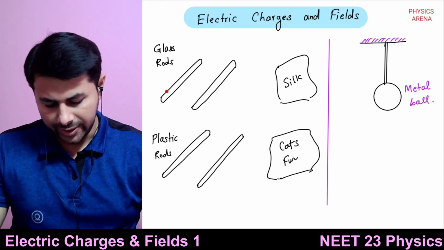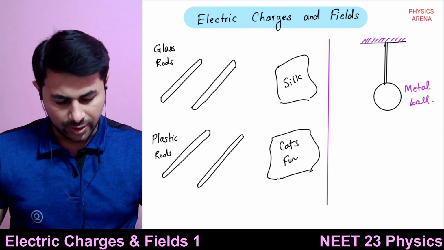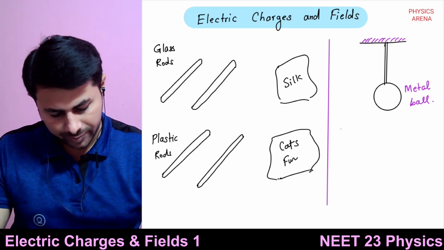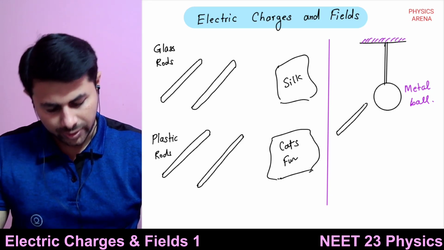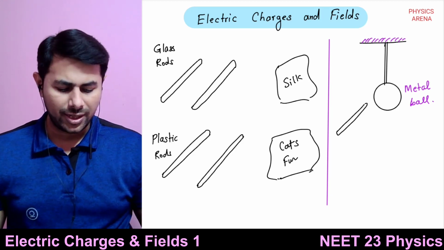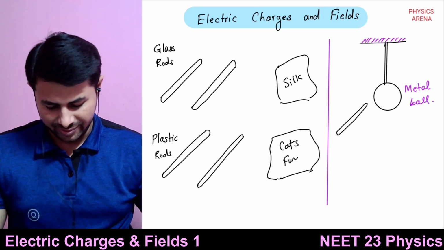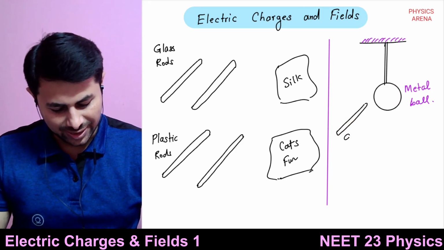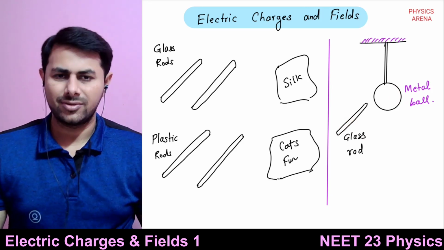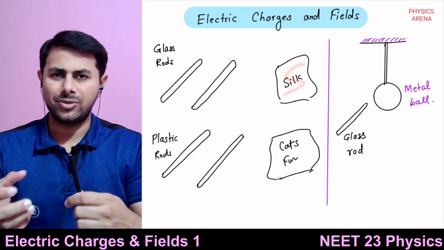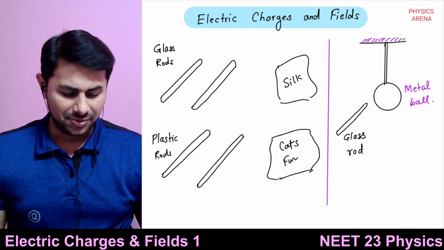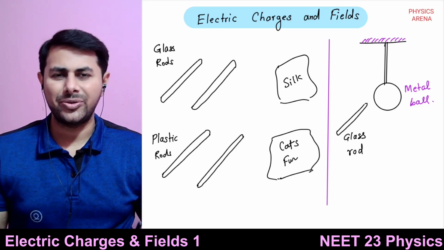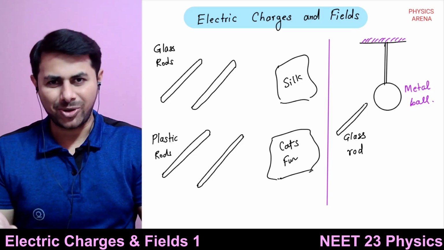Now what you do is you take this glass rod, which is rubbed with silk, and bring it close to the metal ball, and you will see that there is attraction between the glass rod and the metal ball. Now what you do is you touch that glass rod to the metal ball.